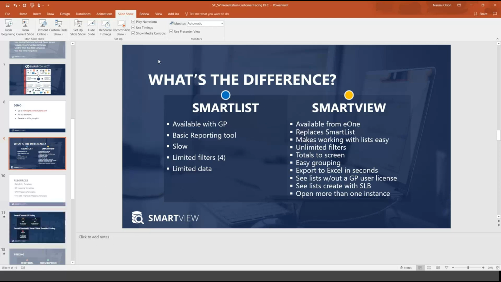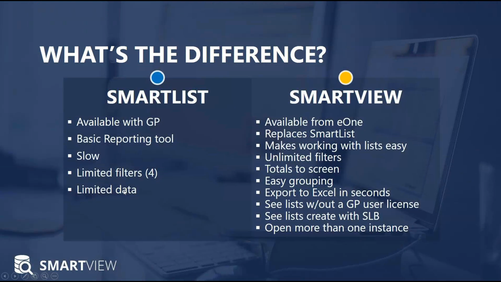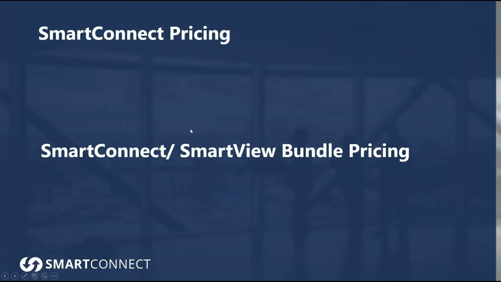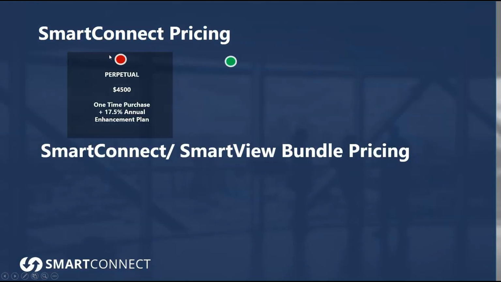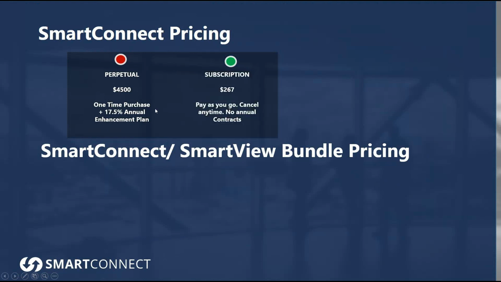Okay, well, let's talk a little bit about some pricing. There's a couple different options now with SmartConnect itself. You've got the one-time fee of $4,500 plus that 17.5% annual enhancement. Or you do have a monthly subscription-based pricing, and that's going to be $267 per month, pay as you go. Really, it's the same tool. It's just you're getting another option in terms of that monthly payment.